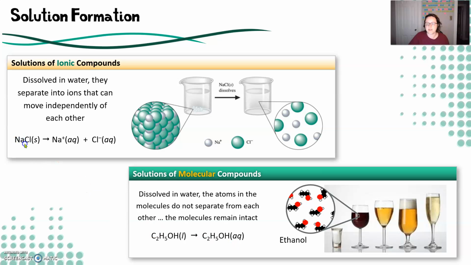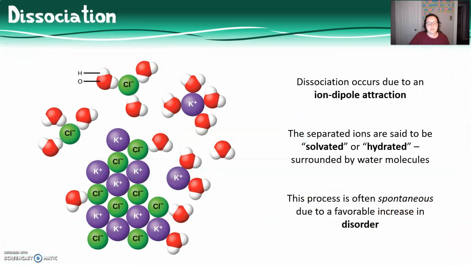So for the solid, we start with the solid, we end up with aqueous ions. But for the molecular liquid down here, once it's mixed with water, we give it that aqueous label to indicate that it's now part of a solution. Dissociation occurs due to an ion-dipole attraction between the polar water molecules and the charged ions in an ionic compound. So this is something that's specific to ionic solutions.